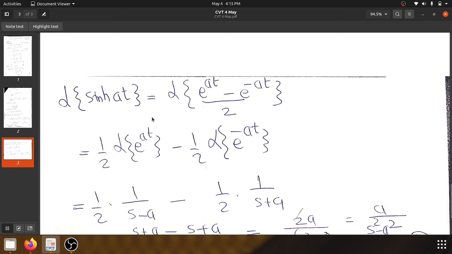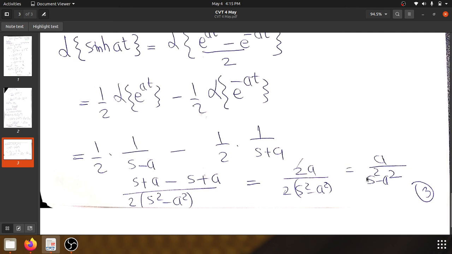Alright, so once again we apply the linearity property, and this is 1 by 2 Laplace transform of e to the at minus 1 by 2 Laplace transform of e to the minus at, and then taking the LCM and then solving gives us this.